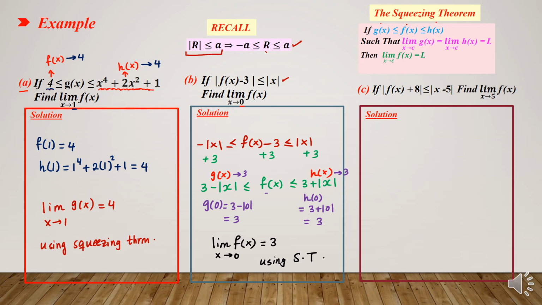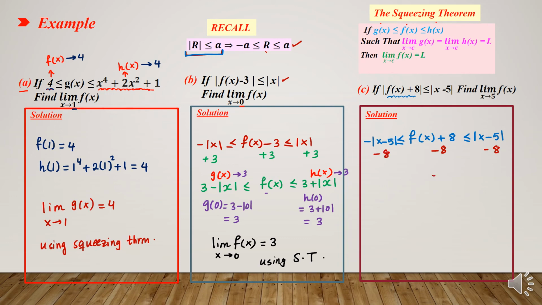Now for part C, you have to use the same method used in part B. So here we have the absolute value of f of x plus 8, and using this property of absolute value, you will get that f of x plus 8 is between negative absolute value of x minus 5 and absolute value of x minus 5. Then you have to add 8 to all sides, so sorry, subtract 8 from all sides.